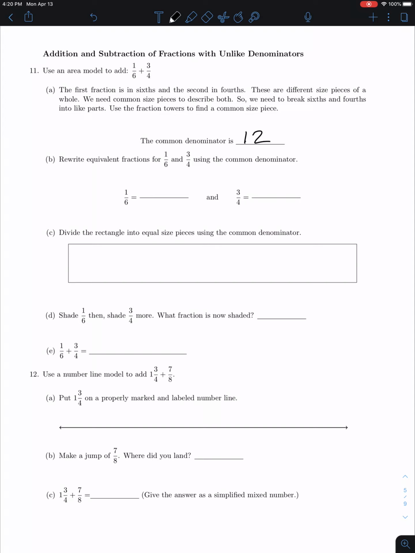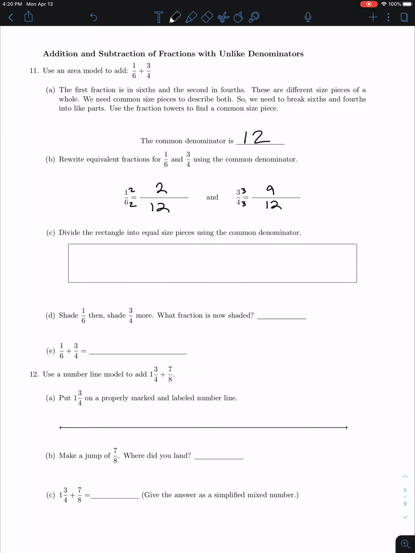Now if we rewrite these in terms of their common denominator, for 1/6 we would need to multiply the top and the bottom by 2. That's going to give us 2/12 as our new equivalent fraction for 1/6. And for 3/4, we're going to have to multiply the top and the bottom by 3. So that's going to give us 9/12. Now from here, it's just like we did before, just like adding like denominators, because that's what we have.